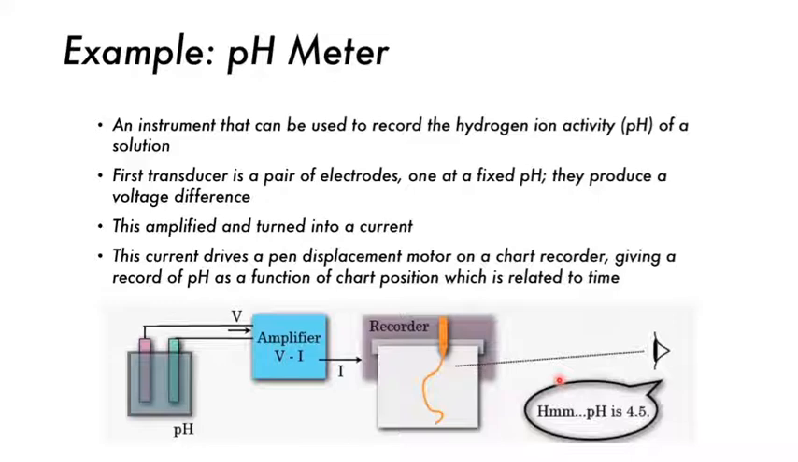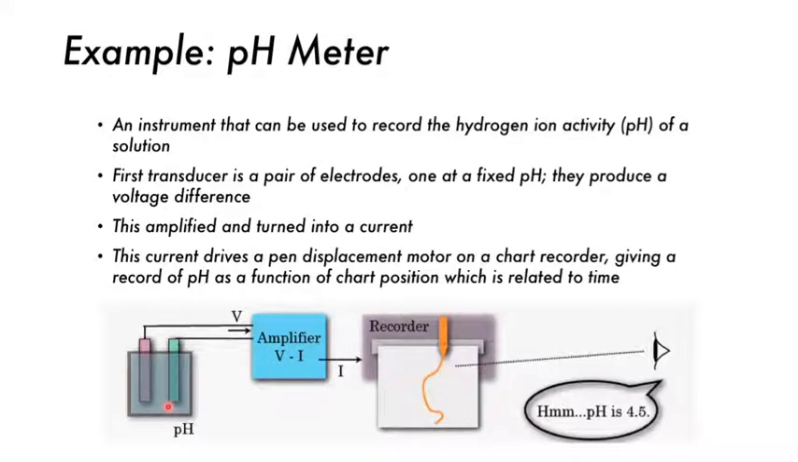The pH meter then is a good example of utilizing an electrical current to measure the concentration of H+ ions. A pH meter is an instrument that can be used to record hydrogen ion activity, the pH of a solution. The first transducer is a pair of electrodes, one at a fixed pH. They produce a voltage difference. So we have 2 electrodes here in our pH solution.